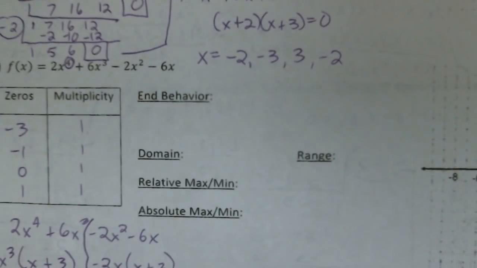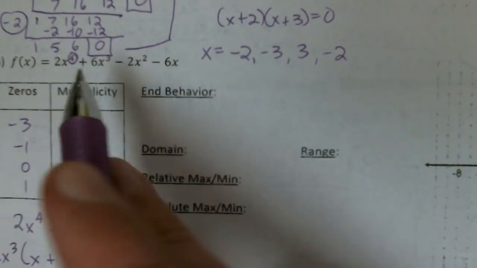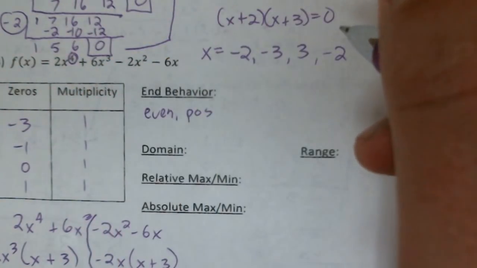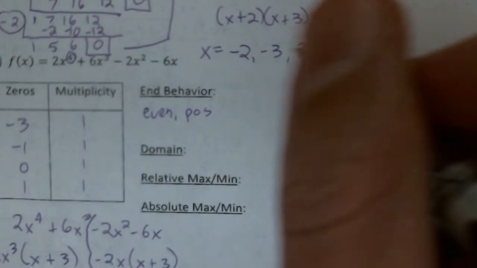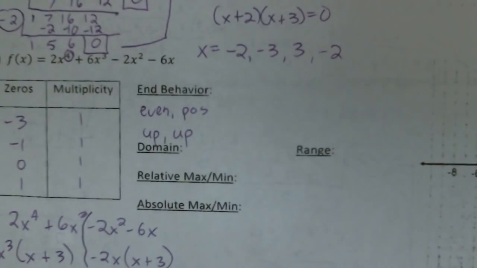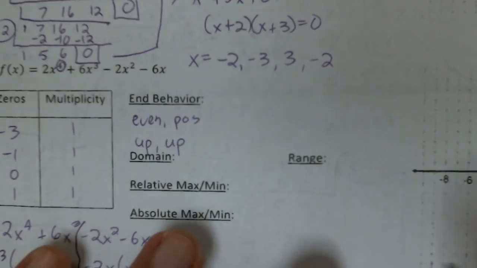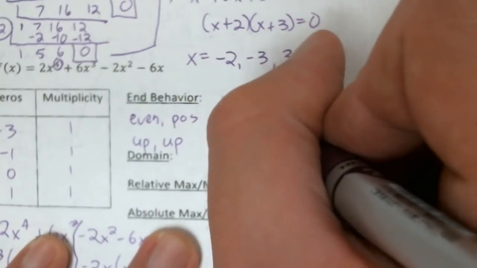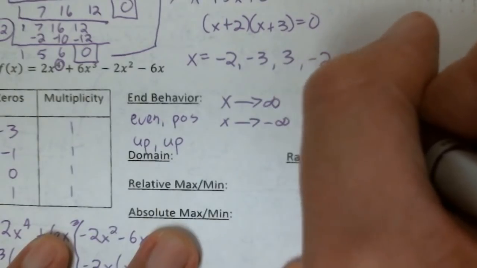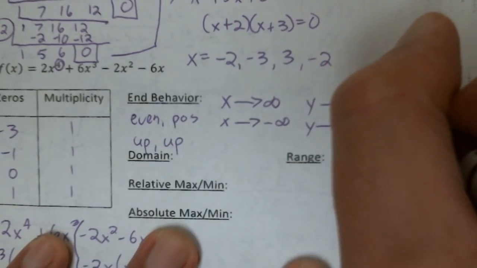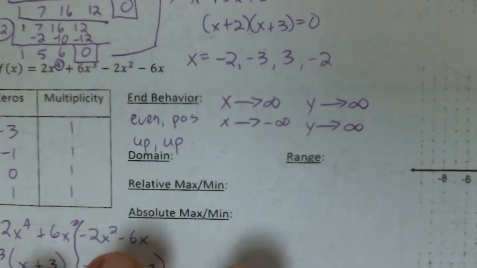Okay, so in end behavior, this is even, and it's positive, and so that means the leading coefficient is negative, so that means it's going to be up, up. Okay, so we're going to have a W, another W. All right, so we could say as x goes to infinity, x goes to negative infinity, which way are my y's going? Once again, they're both heading up.